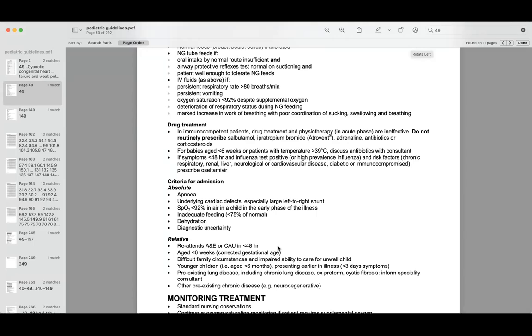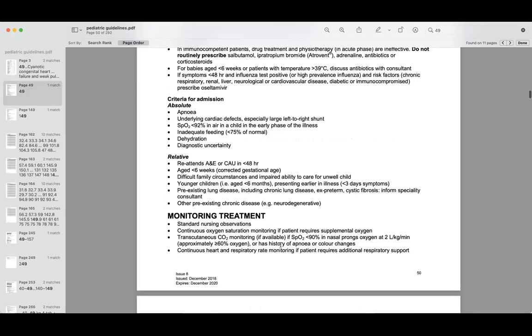Then another relative factor is what we say in our hospital: second visit. With a second visit, you should always be cautious. So re-attend CAU and E within 48 hours.